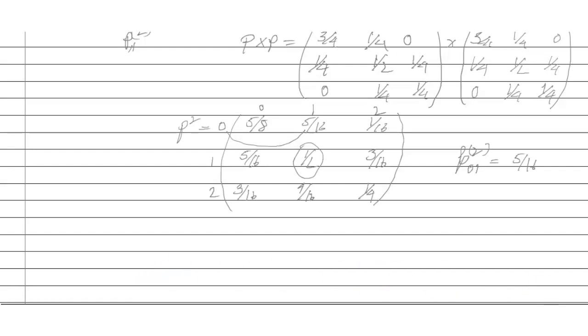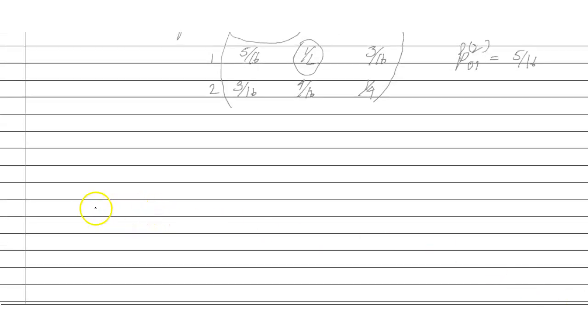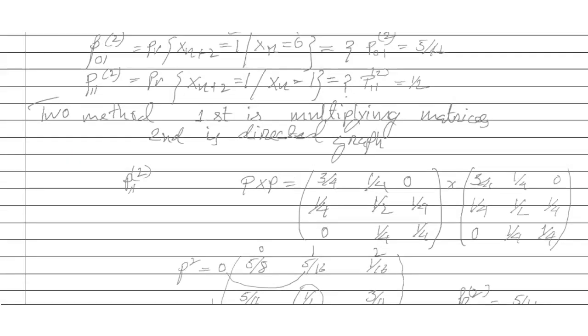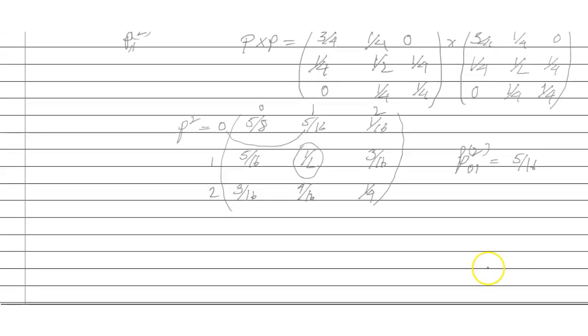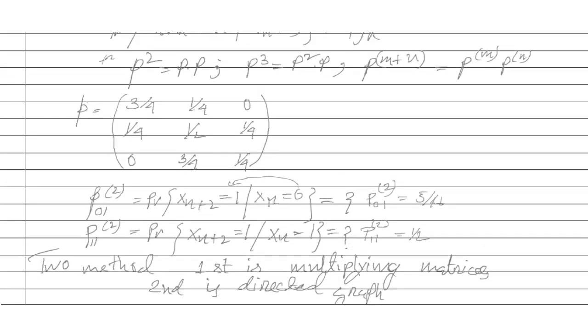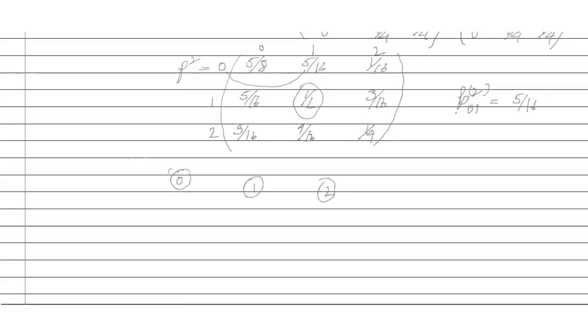And another way is the directed graph, friends. How can I draw the directed graph? What is my directed graph? Again, you have to see the 3 by 4, 1 by 4. You will see that 0 to 0 I write at first. This is 0, this is 1, and this is 2. Let's check that 0 to 0 is also given.